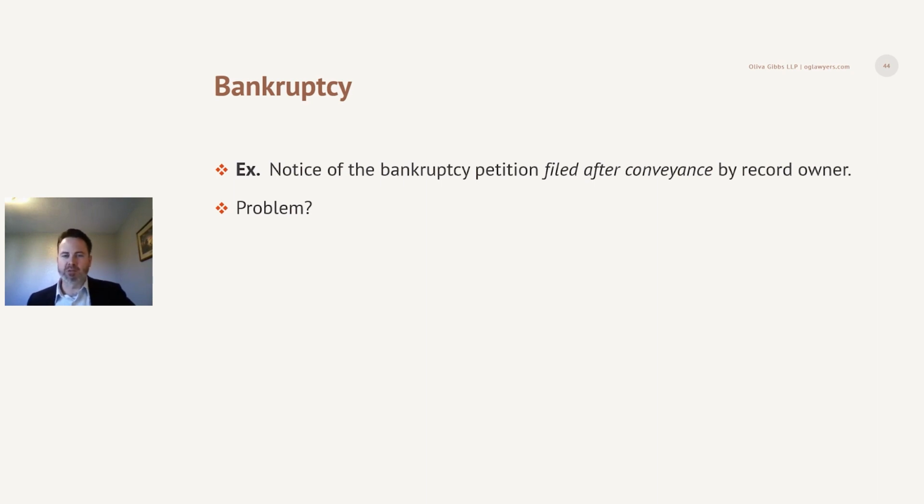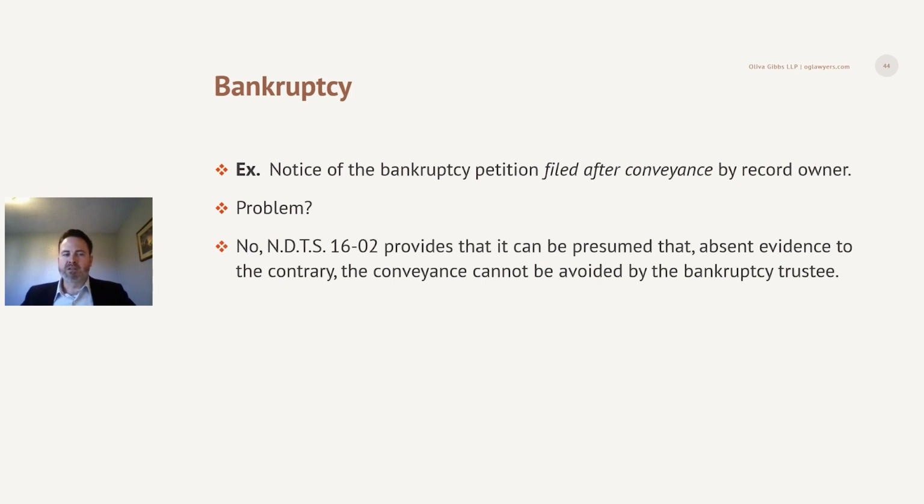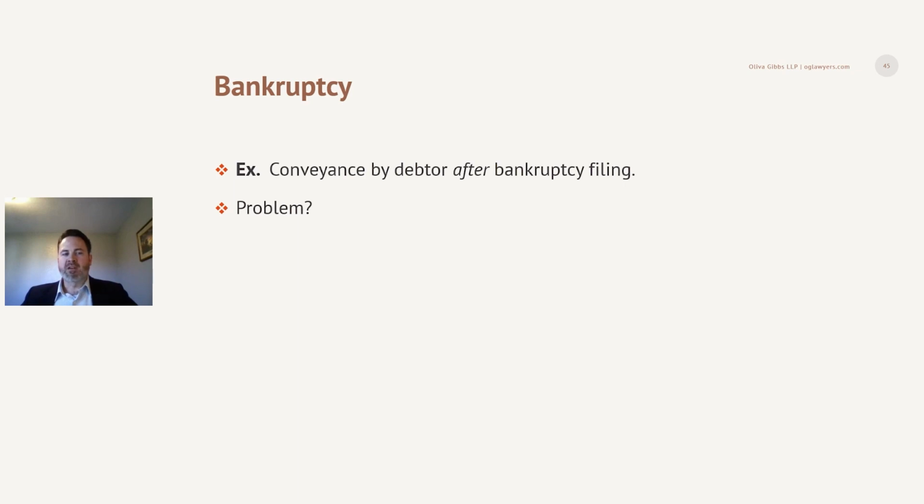Is this a problem? So 1602 provides that absent evidence of the contrary, the conveyance cannot be avoided by the bankruptcy trustee. So if that petition doesn't appear in the record until after that record owner conveys his interest, we're likely okay. Now, what if the conveyance by that debtor occurs after notice of that bankruptcy filing appears in the records? This is presumably problematic.